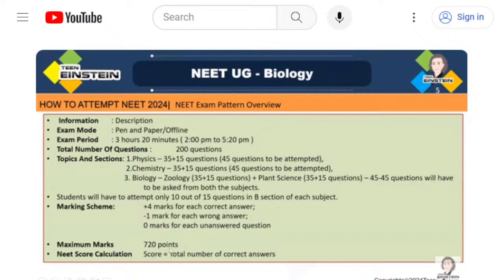Okay, so the maximum marks are 720. So the NEET score calculation: the total number of correct answers gives the NEET score. Okay, for each correct answer you are getting 4 marks, and for each wrong answer you are getting -1. Okay, if you are not marking any wrong answers, whatever marks you are scoring will be there. But if you are taking a chance, you are reading one question and you are 50-50 on that answer, you are not confirmed, or you don't know the exact right answer, but you are going to take a chance and mark that question, then if it goes wrong, you will lose 1 mark. But if you are not touching that question, you are not going to lose any marks. Okay, so you should be careful.